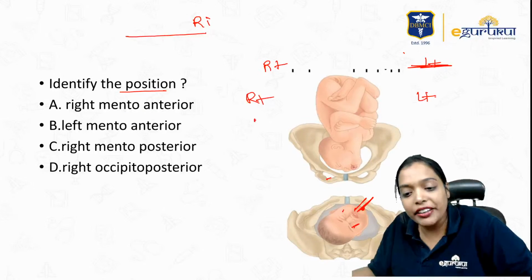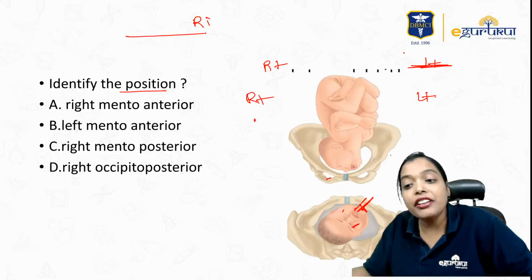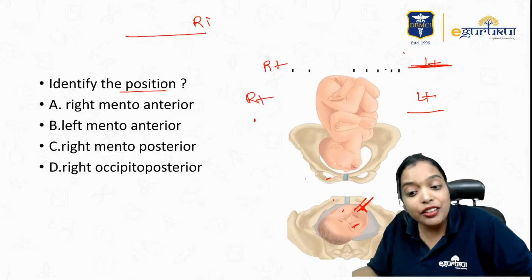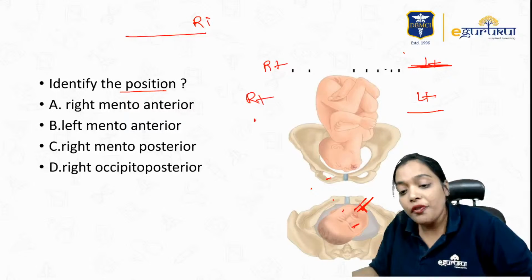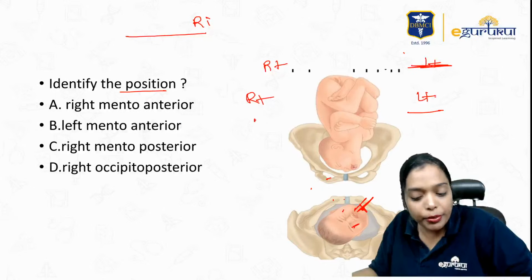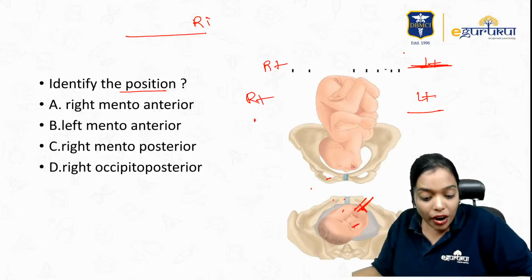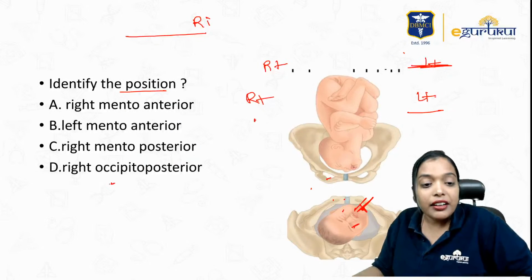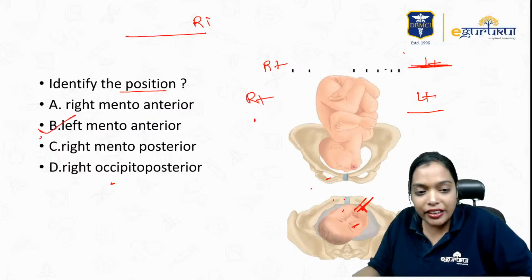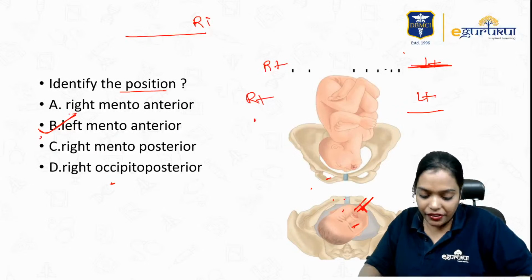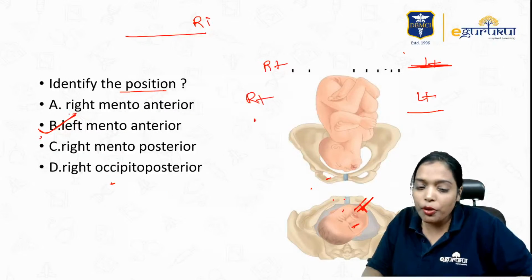The denominator is the mentum and the denominator is towards the left side, and it is towards the pubic symphysis. Whenever the denominator is towards the pubic symphysis, you call it anterior. So what is the answer now? It is left mento anterior, right? Very good. I see only some of you answering correctly.